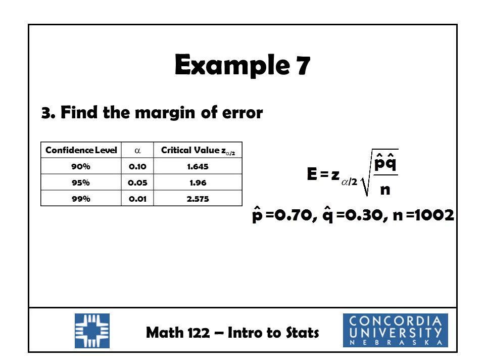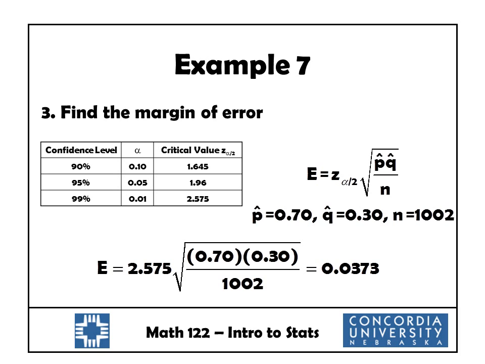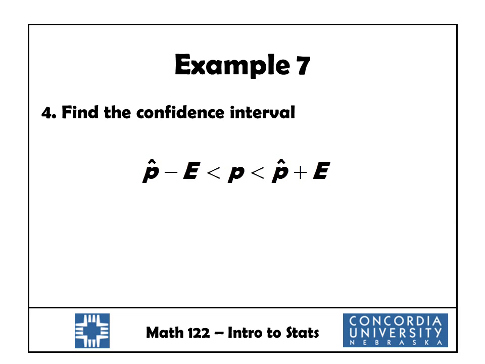The next step is to find our margin of error. And so here's our formula. P hat is 0.7, q hat is 0.3, n is 1,002. Critical value is 2.575 because we're working at the 99% confidence level. We plug those numbers into our calculator. We get a margin of error of 0.0373.